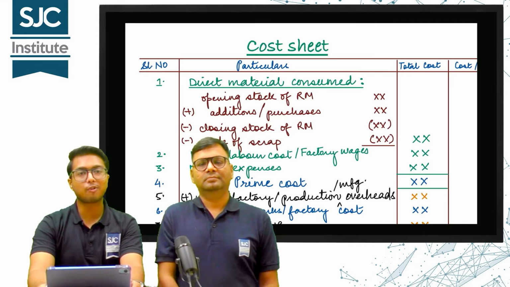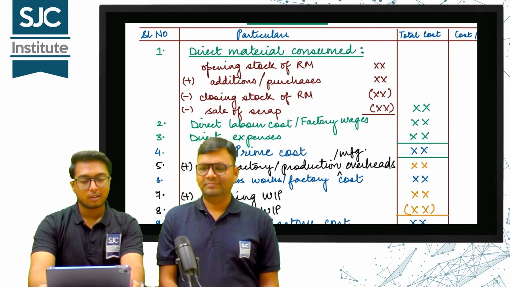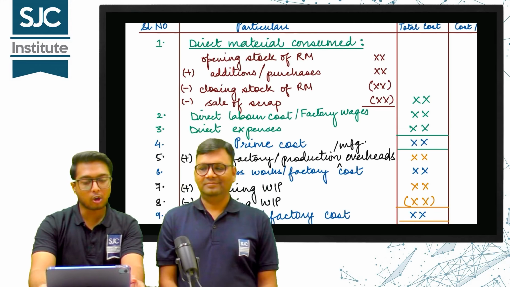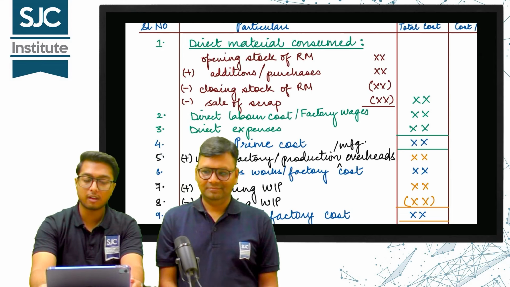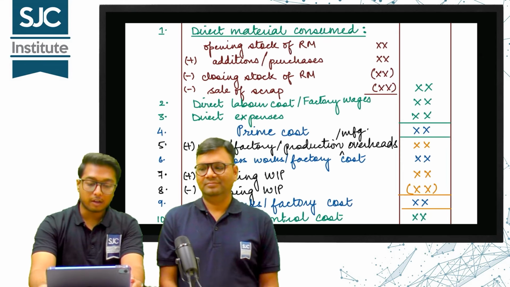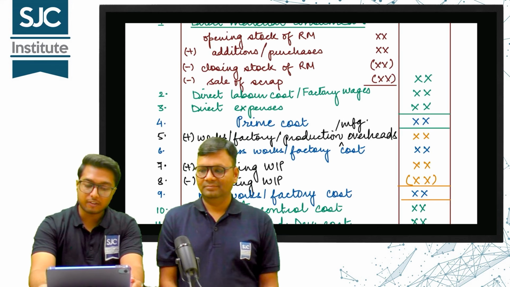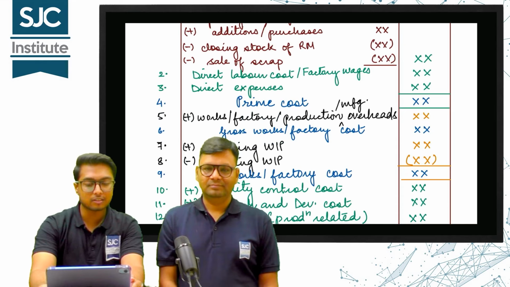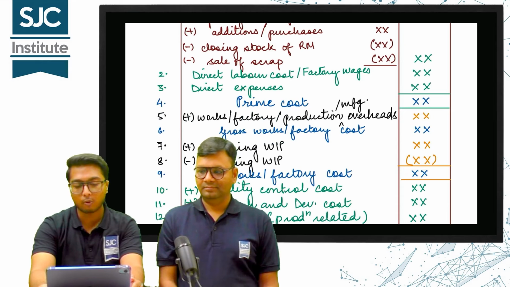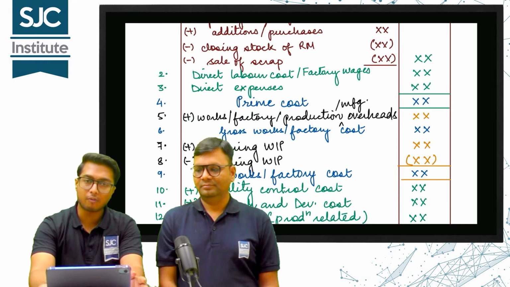So now let's discuss the format of cost sheet. Direct material consumed: opening stock of raw material plus additions or purchases, minus closing stock of raw material, minus sale of scrap. Add direct labor cost or factory wages plus direct expenses, we get prime cost. Plus works, factory, production or manufacturing overheads, we get gross factory or works cost.